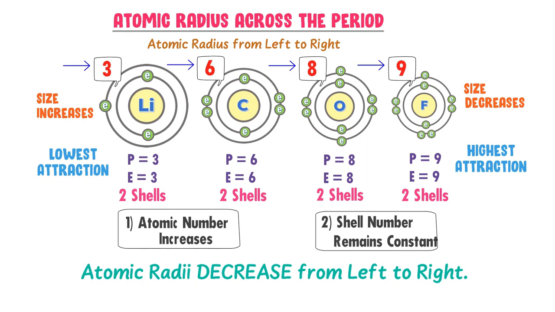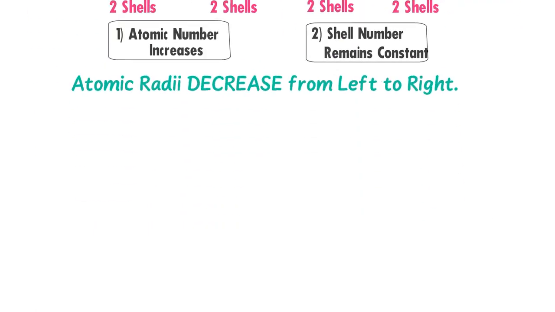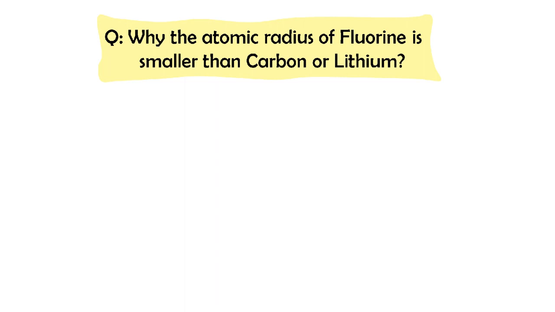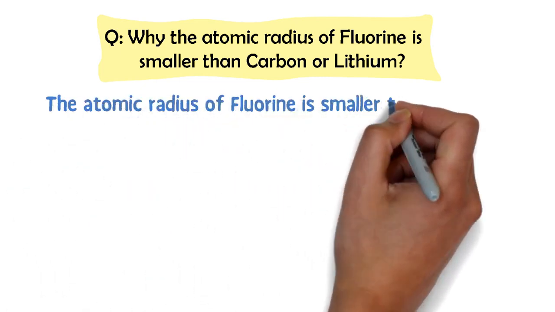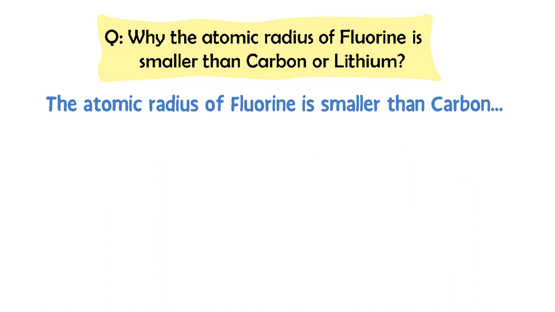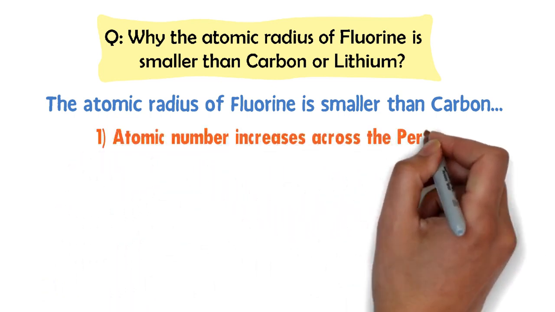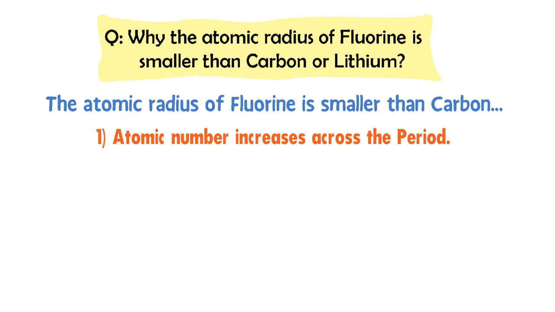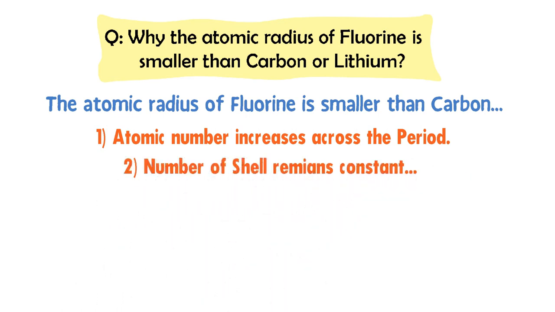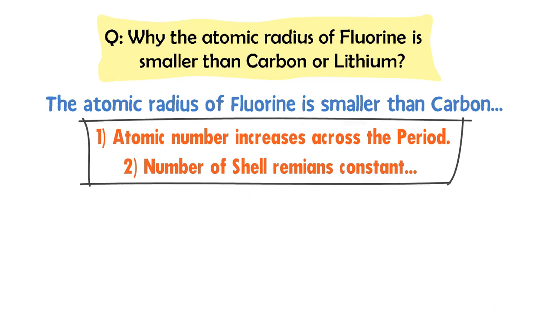To conclude this, we say that atomic radii decreases across the period or from left to right in the periodic table. Here, let me also teach you exam-based conceptual question. Why the atomic radius of fluorine is smaller than carbon or lithium? I hope that you know the answer. The atomic radius of fluorine is smaller than carbon or lithium because the atomic number of atoms increases across the period. Secondly, the number of shells remains constant across the period. Thus note it down that atomic radius decreases across the period because the atomic number increases across the period and the number of shells remains constant.